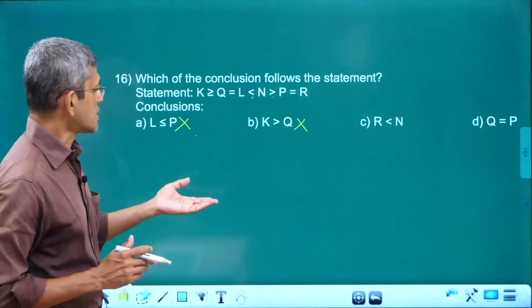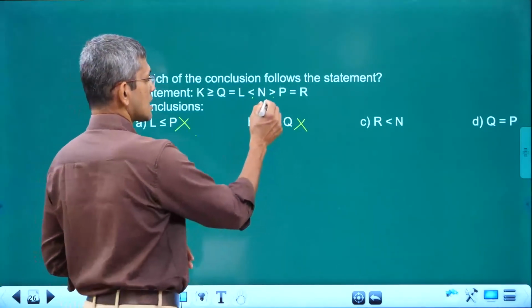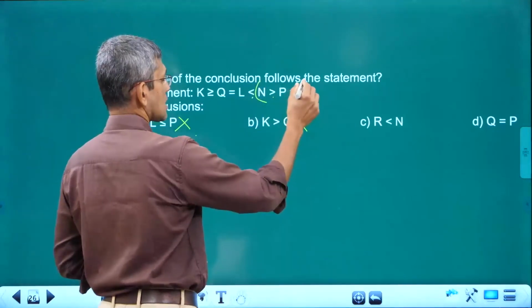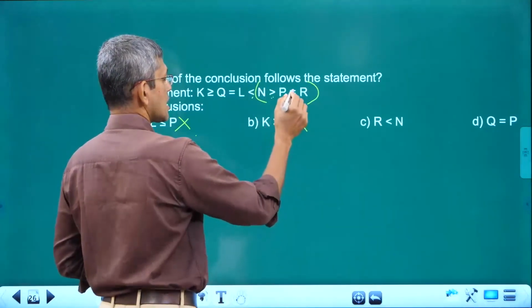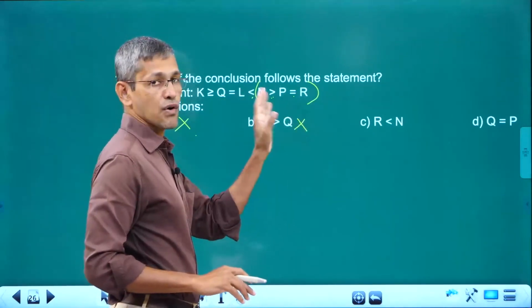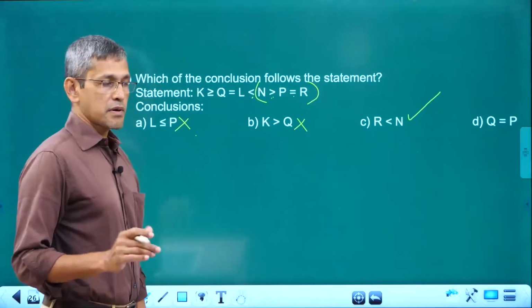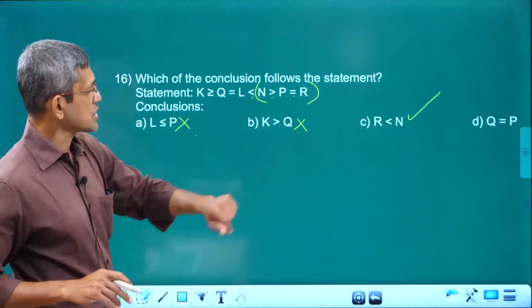R is less than N. So look at R, N. Between N and R, these are the symbols we have, greater than and equal to. So N is greater than R always. That means R is always less than N. Perfectly all right. Now last one, Q is equal to P.